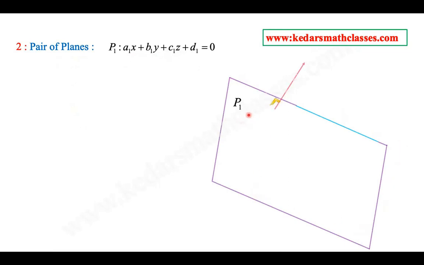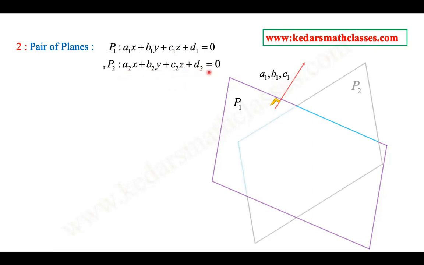That plane is P1, and the normal to that plane has a1, b1, c1 as its direction ratios. So a1, b1, c1 are the direction ratios of the normal to that plane. And the second plane is a2x plus b2y plus c2z plus d2 is equal to 0. That second plane is like this. Now these two planes are intersecting along this line, and the normal DRs of the second plane are nothing but a2, b2, c2.